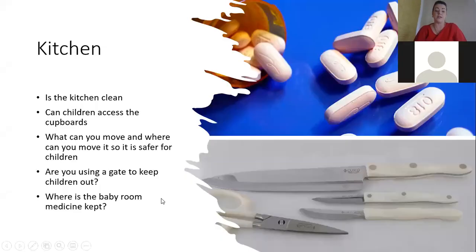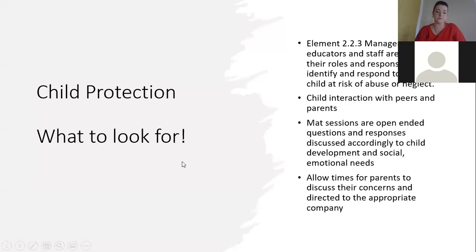And then with a kitchen, obviously, is the kitchen clean? Can children access the cupboards? What can you move and where can you move it so it's safer for children? Are you using a gate to keep children out? Where is the baby room medicine kept? Those are just general things you might think about.